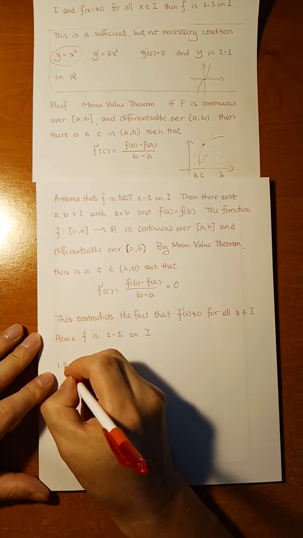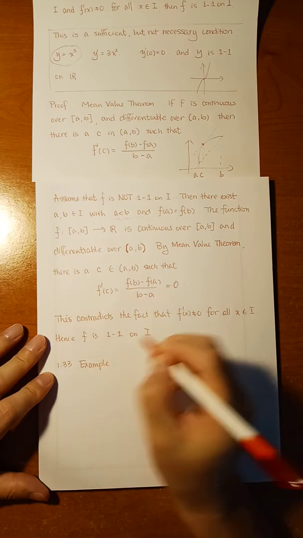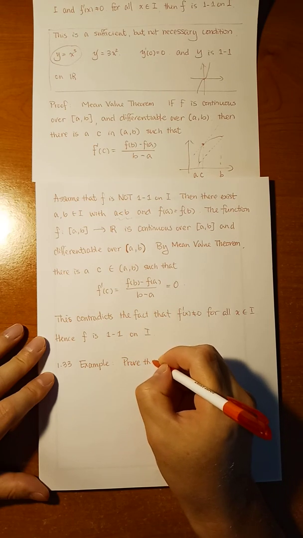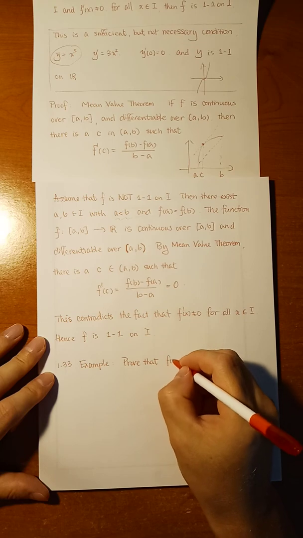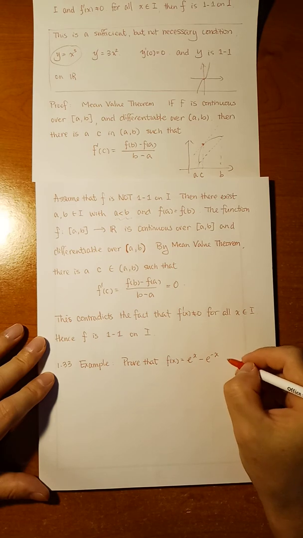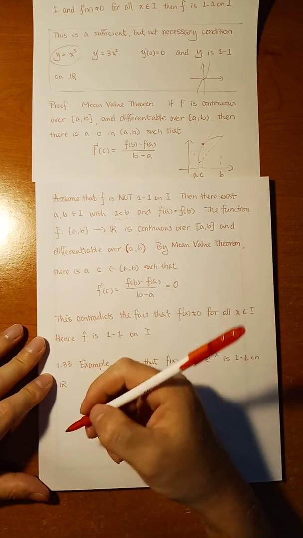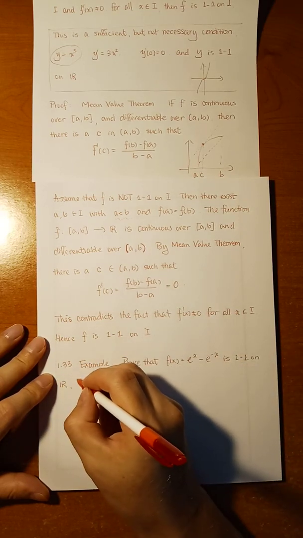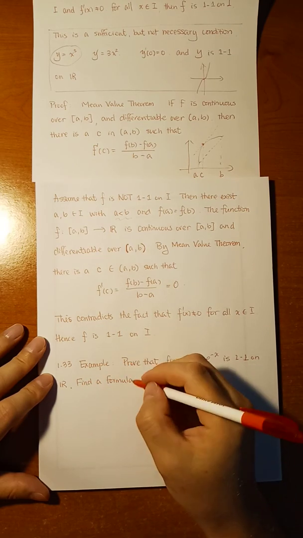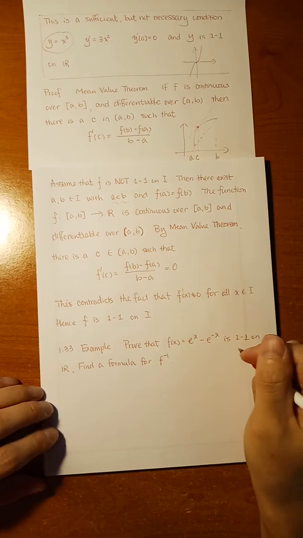Now let's use this remark to do some examples. The example says: prove that f(x) equals e to x minus e to negative x is 1 to 1 on R, and find the formula for f inverse.